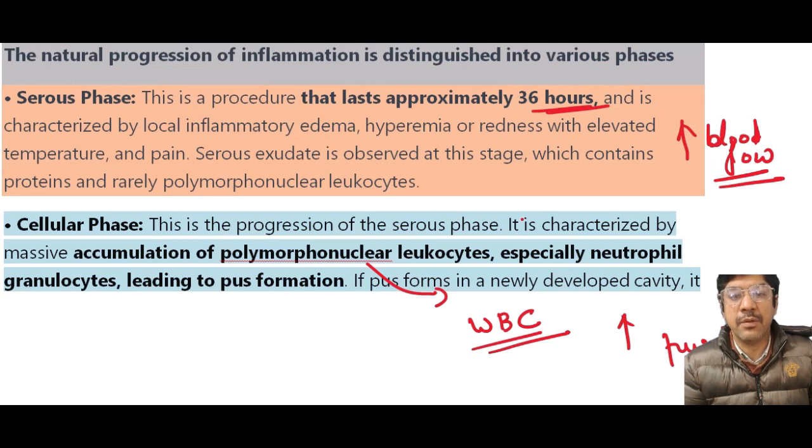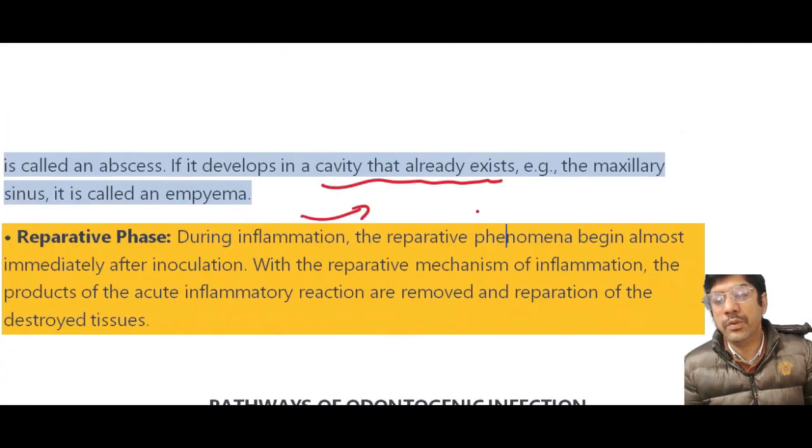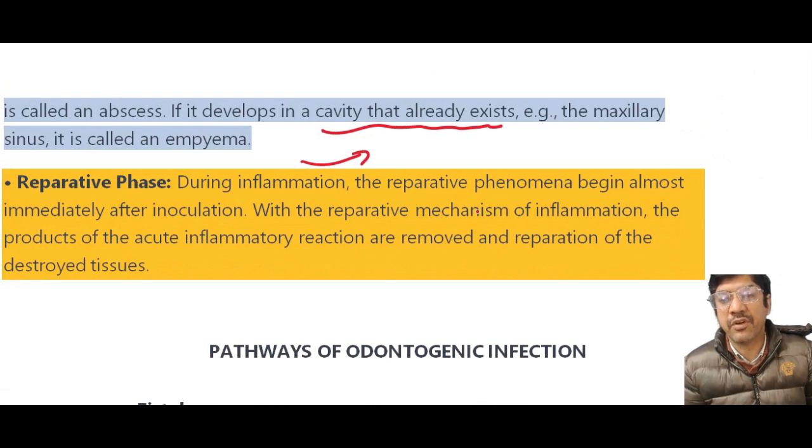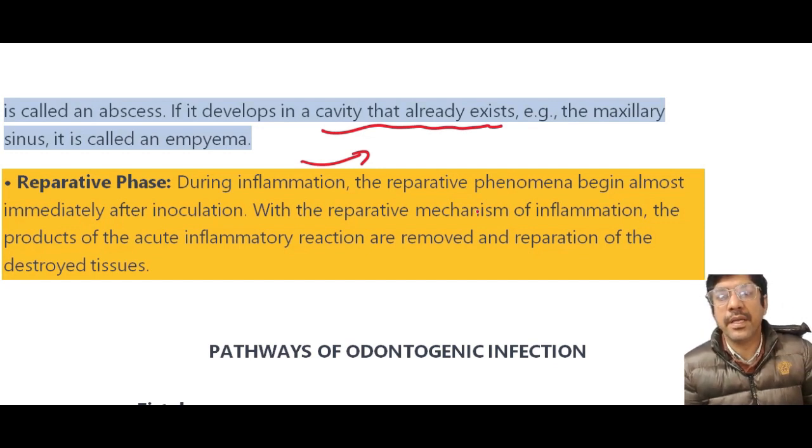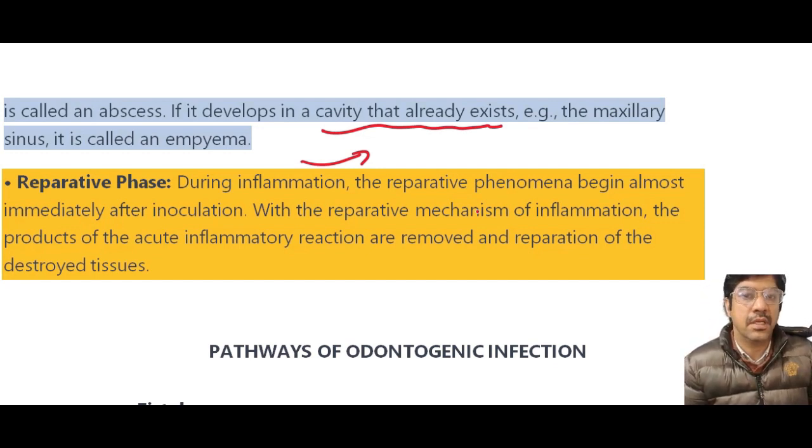The second is the cellular phase. Following the serous phase, there would be influx of the WBCs, especially the neutrophils, into the affected area. So there would be accumulation of these cells that would lead to pus formation. If it occurs in a new cavity, it's known as empyema. If it develops in a cavity that already exists, it is known as the abscess.